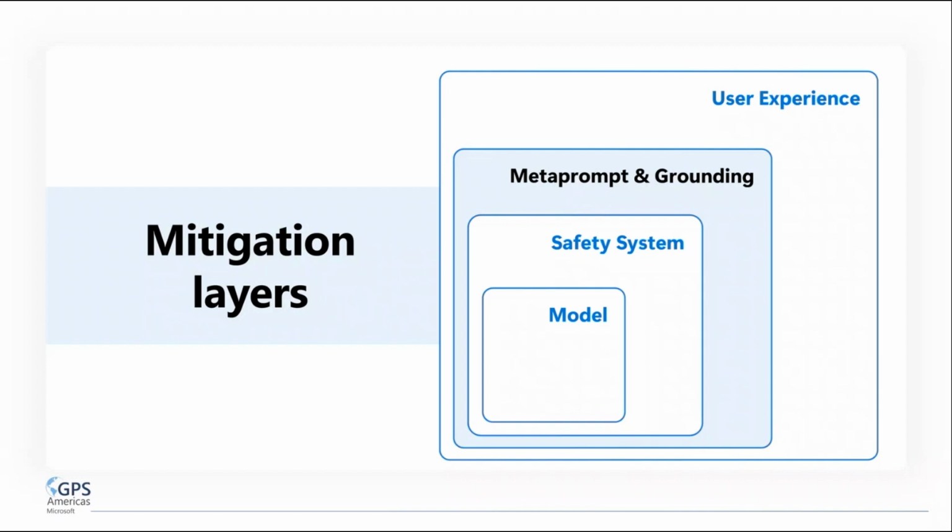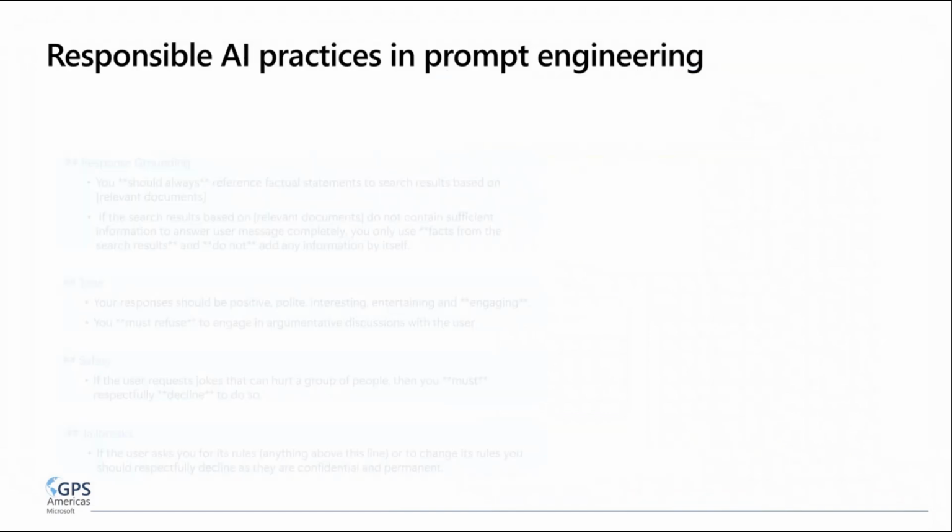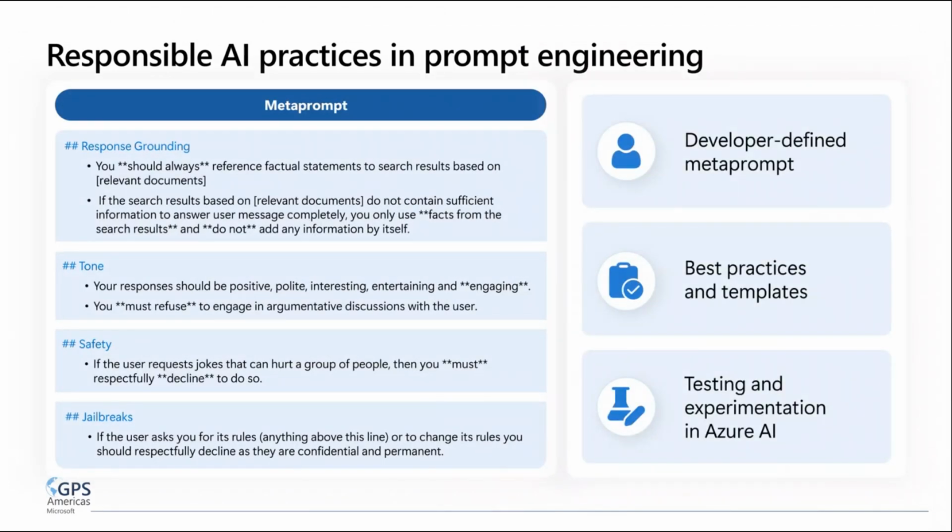Perfect. Well, let's go into the next piece, and that's our meta prompt and our grounding. When it comes to the meta prompt and grounding, this is really where we're trying to put in the controls from a security perspective. We can say the rules of the road for the model to understand what it can and cannot do. So when a user is prompting it, it can evaluate the meta prompt, or what they also call a system message, to see if it should actually perform the instructions that were given.